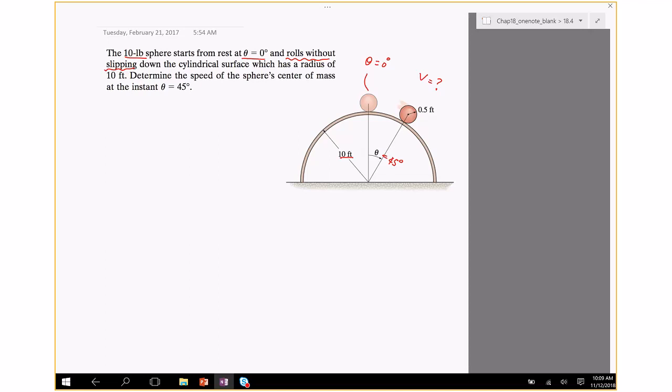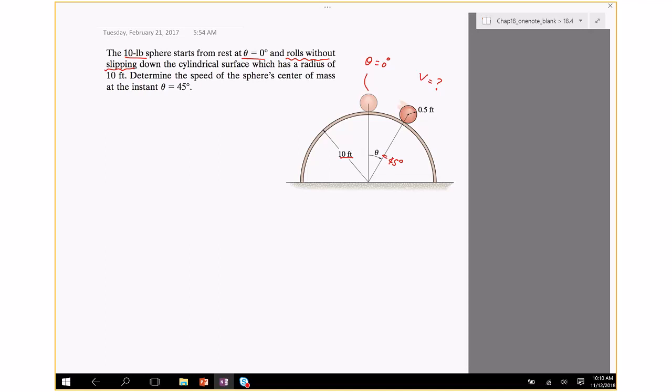Okay, so first of all, why is this a problem in this particular chapter? Why not the equation F equals ma? Well, you're given some information at theta equals 0, and some other information at theta equals 45. It's not about one instant of time like it is for the F equals ma chapter. It's about two instances. That's one hint.